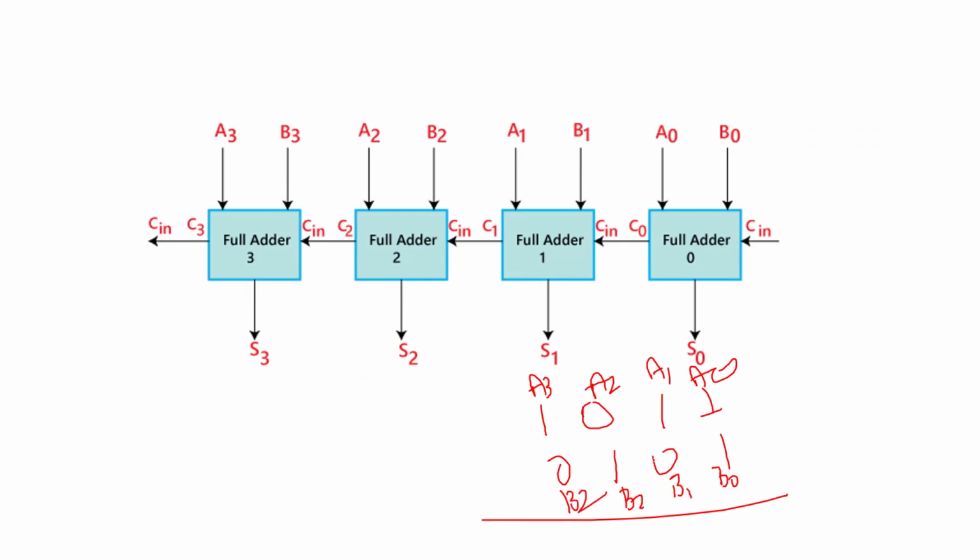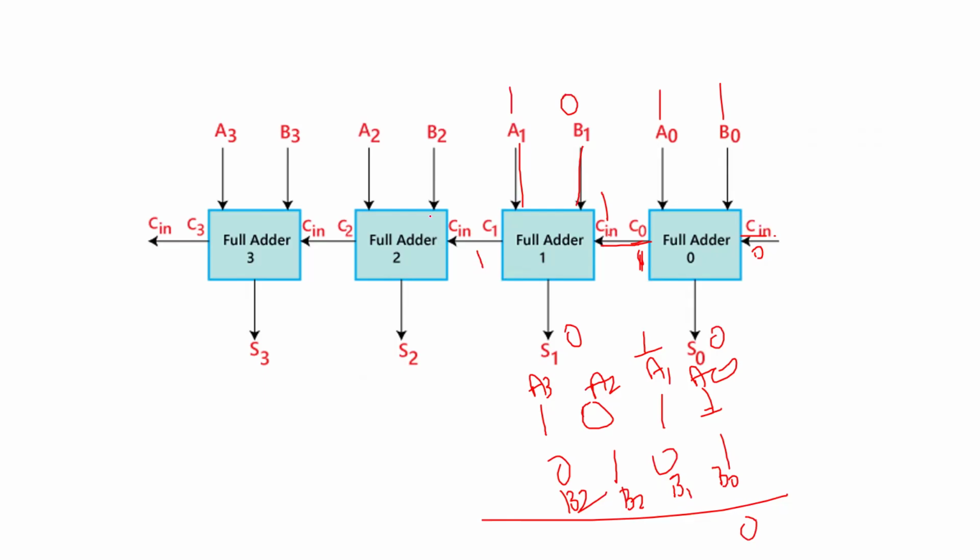Okay, now A0 is 1 and B0 is 1, so the initial carry we simply take as 0. Now 1 plus 1 is sum 0, carry 1. So this carry 1 is forwarded. Now for the next one, we have to take 3 inputs for the full adder: A1, B1 and the carry. A1 is 1, B1 is 0, and C1 is 1. So 1 plus 1 gives 0, carry 1. So the carry 1 goes forward.